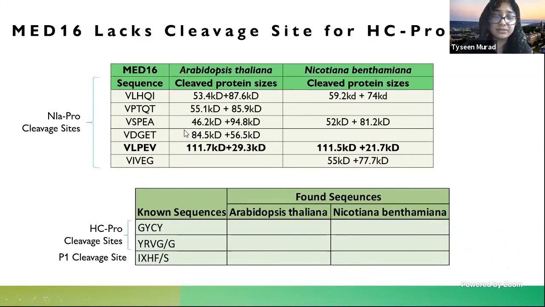And so we decided to focus on NIa-Pro and not on the other two proteases encoded in TuMV, because if you look at the known cleavage sequences for HC-Pro and P1, they weren't really found in Arabidopsis or Nicotiana MED16. We did find slightly close sequences to the known sequence, but having those amino acid substitutions is very rare, or the probability is very low.